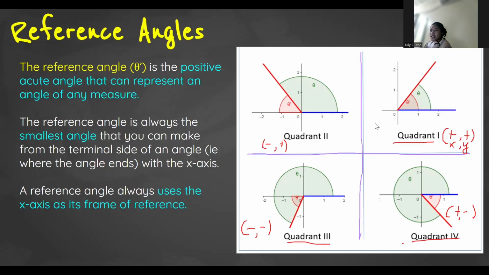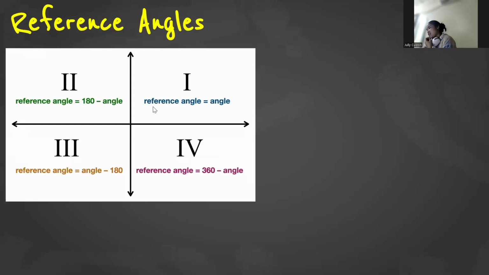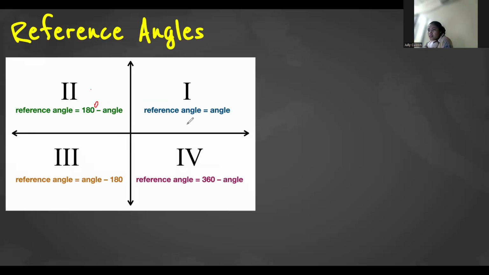So for the reference angle, if the rotation is counterclockwise, this is the formula we will use. In the second quadrant, 180 degrees minus the angle. In the first quadrant, the reference angle is equal to the given angle. In the third quadrant, the reference angle is equal to the angle minus 180 degrees. And then in the fourth quadrant, 360 degrees minus the given angle.